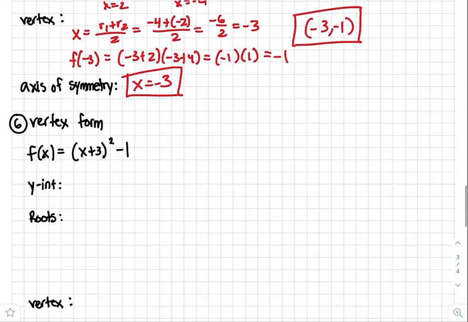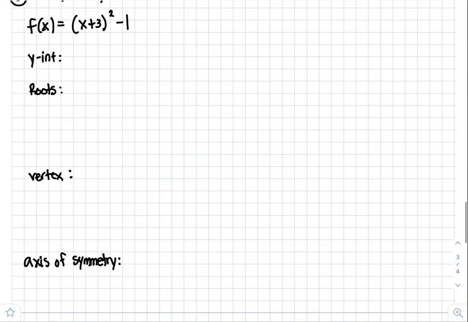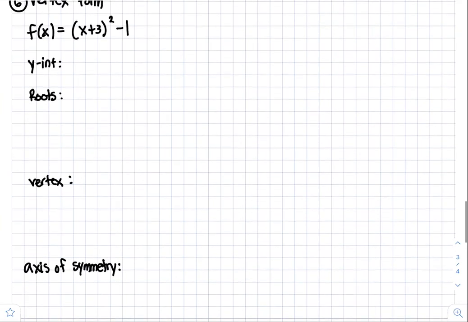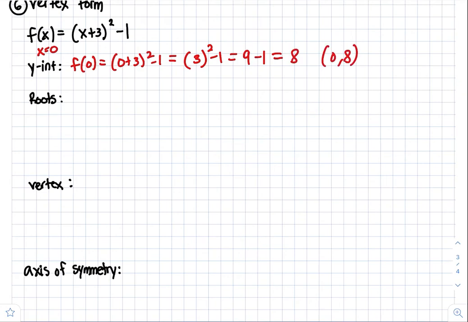Okay, and lastly, for vertex form, the y-intercept is always where x is equal to 0, so substitute 0 in for x. So we got 0 plus 3 squared minus 1. 0 plus 3 is 3, so it's 3 squared minus 1. 3 squared is 9, keep the negative 1, and 9 minus 1 is 8. So our y-intercept is 0 comma 8.